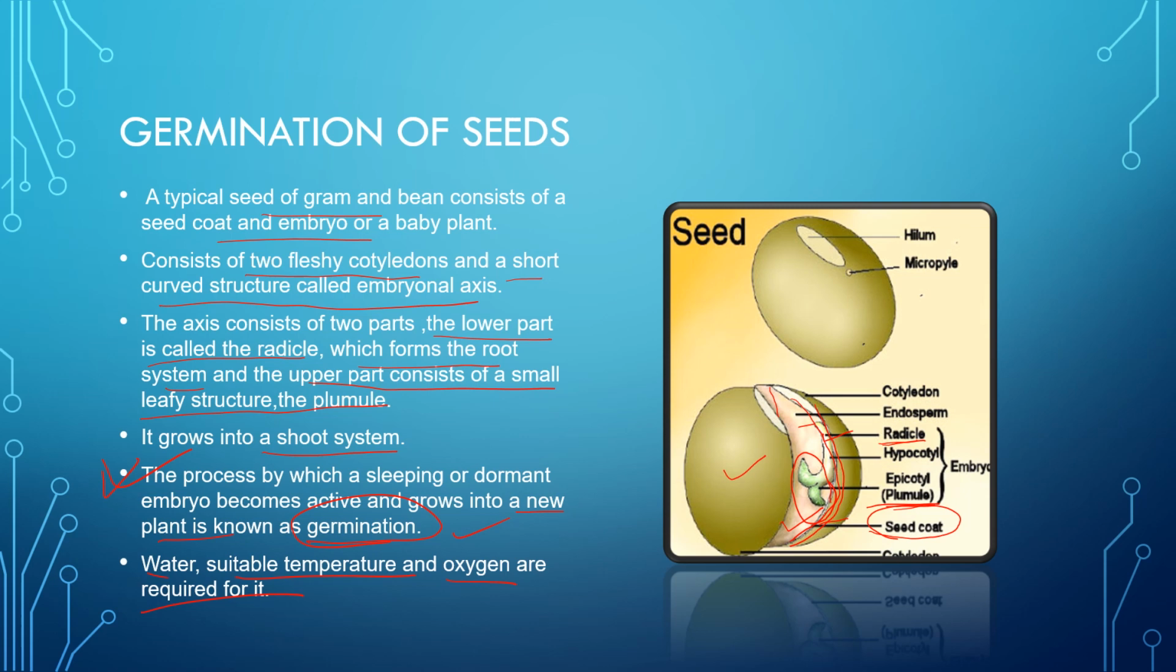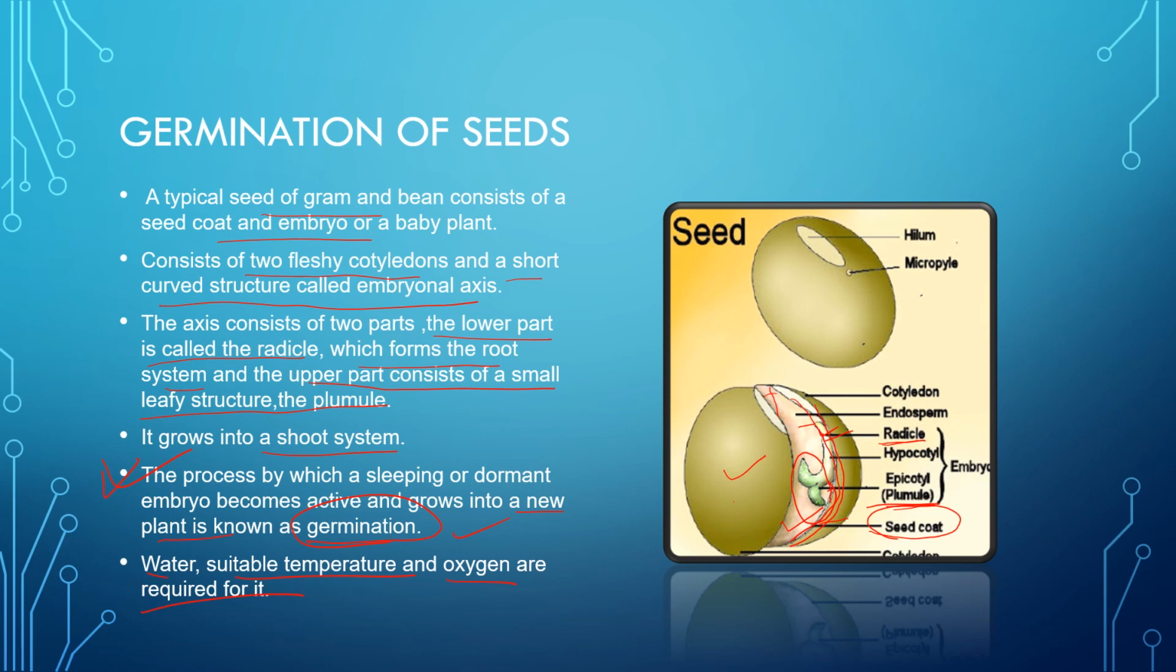So we have told the parts. There is a baby plant or an embryo inside, and it has two cotyledons, and the inside curved part is called the embryonal axis. The axis consists of two parts: the lower part is called the radicle and the upper part is called the plumule. So this is all about the germination of seeds. Please learn this label diagram also.